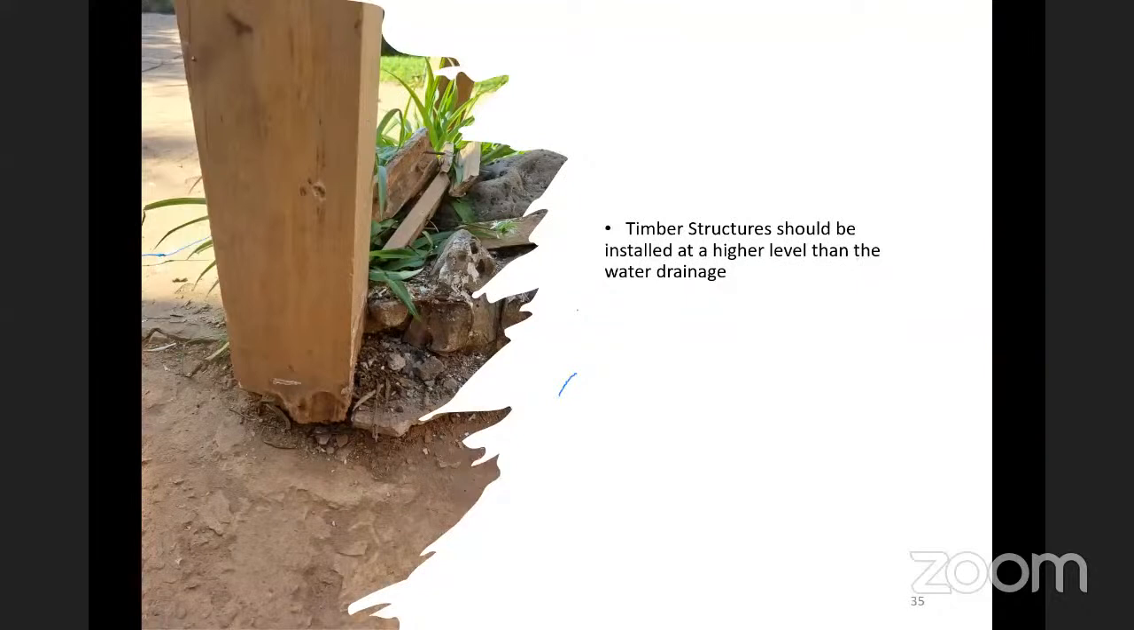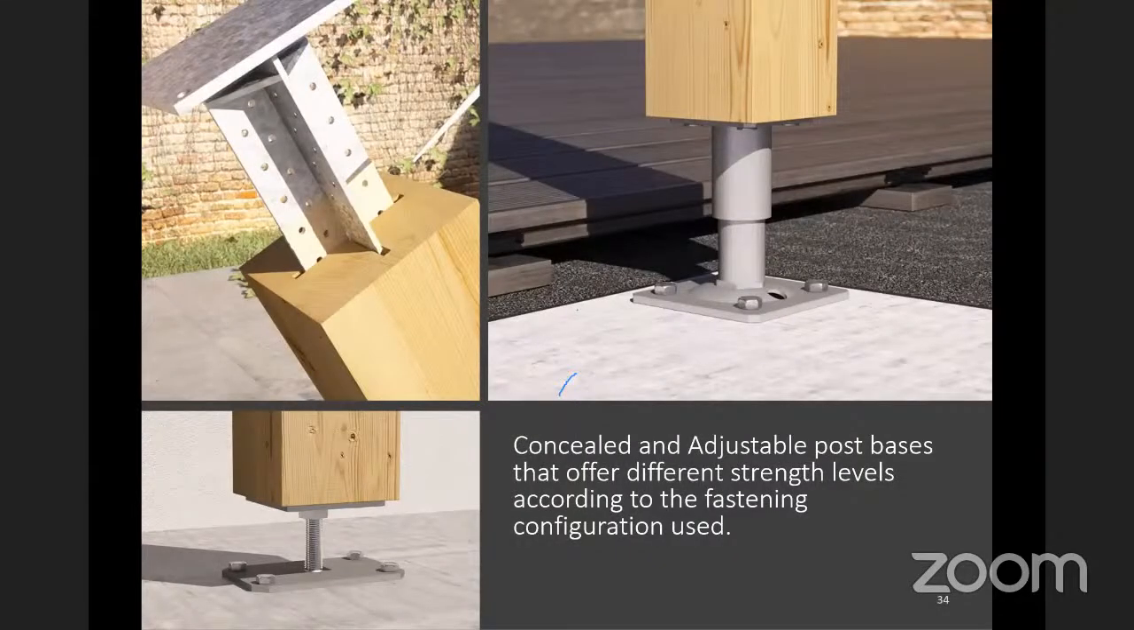Then this is just to make my point that connection to the ground has not always been easy. This is one of the projects just here in Karen, where they did a construction and were now doing the renovation. One of the problems they had is the rotting of the base of their post. To avoid this kind of problem, you would want to use post bases, because the timber structure should always be installed at a higher level than the water drainage. So this is something you will want to work on, with products like these ones.